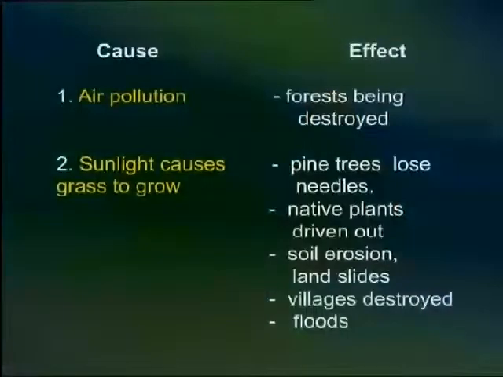Now, in that paragraph, you will notice the whole paragraph is showing the cause-effect relationship. Look at the causes. The first cause mentioned is air pollution. And at the same time, the effect is also mentioned. The effect is that forests are being destroyed. The second cause is also given there. The second cause is that sunlight causes grass to grow.